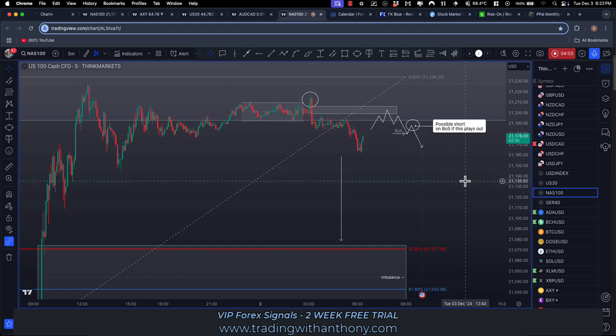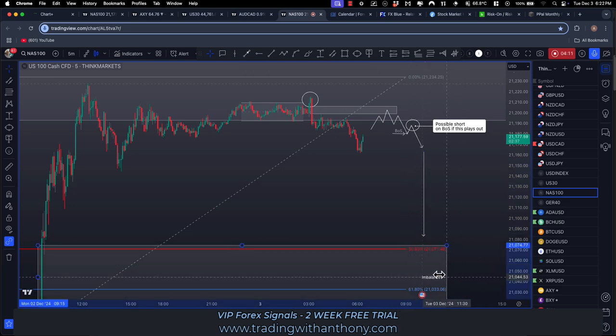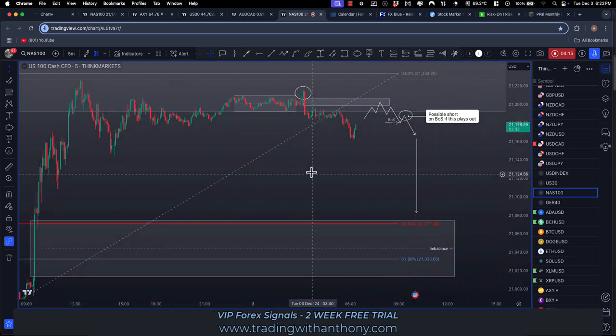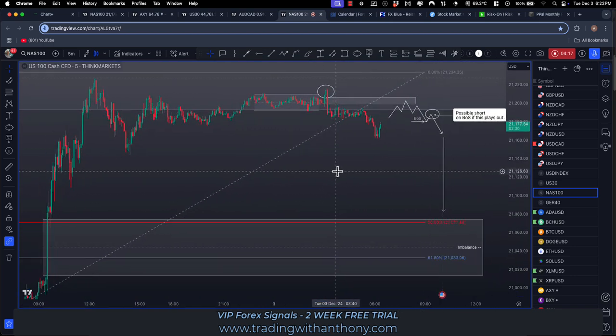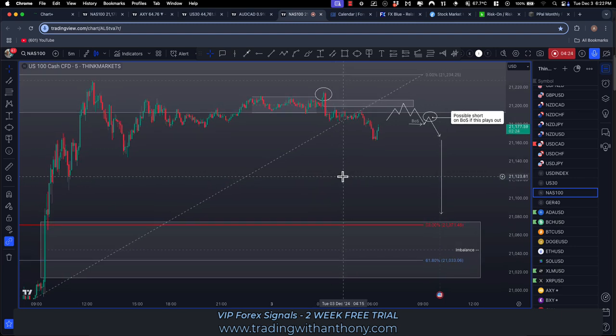If this plays out, my target then is going to be equilibrium, that's marked up down here on the higher time frame, and this imbalance. I mean, it all kind of fits together. So that's a bit of a plan, guys, for the NAS100. I'd love to hear your thoughts on this.